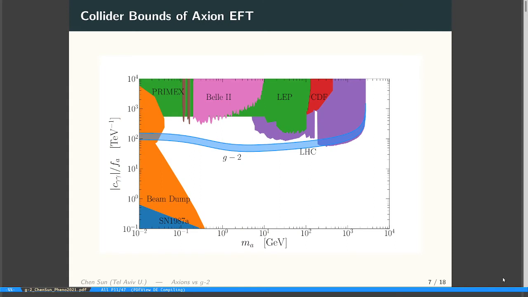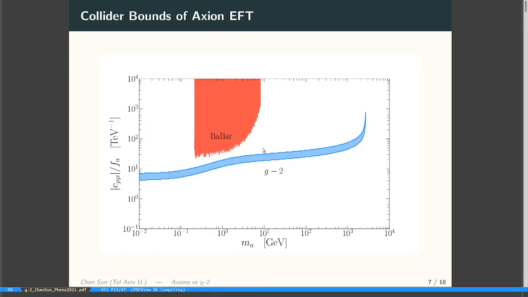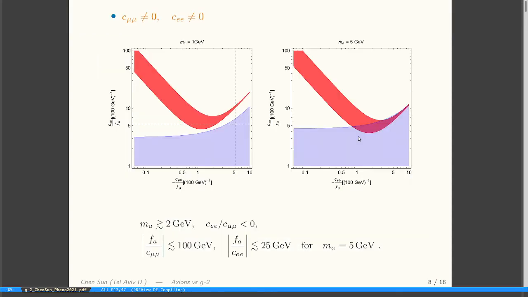Okay. And to show you the existing bounds, the shaded regions are the existing bounds, and the transparent blue band is the one that explains the muon G-2. We derive this blue band by minimizing the required axion-photon coupling and varying the axion-muon coupling. When the axion-photon coupling is minimized, the corresponding axion-muon coupling is shown in this plot on page 7, and you can see that this transparent blue band is below the existing BaBar constraints. Okay, so this is the case for the axion coupling to muon and photon.